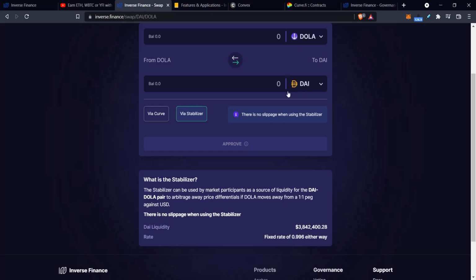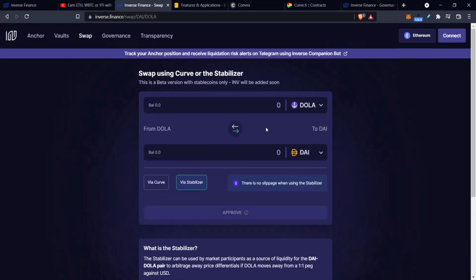Now, basically, when they first issued the DOLA token, they wanted it to be 100% backed by DAI, to build trust. So they built up this war chest of DAI here, which is almost $4 million worth of DAI. And it's basically just sitting in this contract for anybody who wants to come and swap DOLA for DAI.